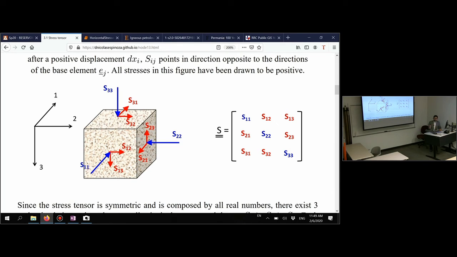And the second one means in which direction the stress goes. For example, the normal is S22, a stress applied on face 2 in direction 2. And this is the normal stress. This shear stress is a stress applied on face 2 in direction 1. And it's a shear stress. And this one is the stress applied on face 2 in direction 3, and it's also a shear stress.